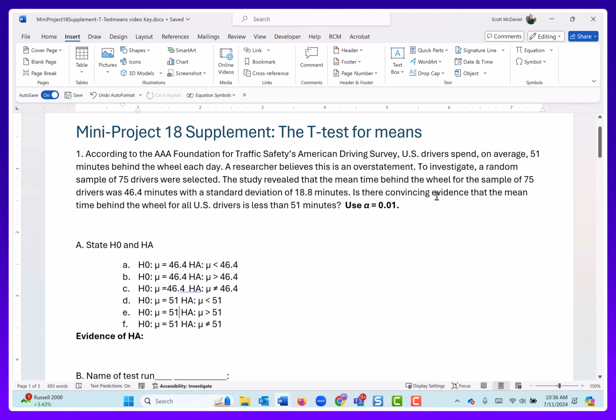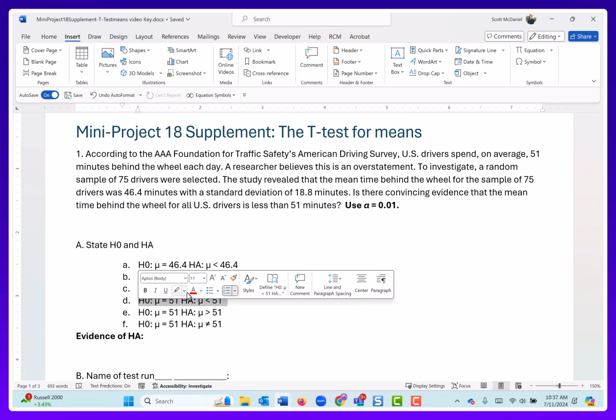Now HA, he thinks that this is an overstatement. So he thinks that the actual time is less than that. So the one that matches that is D.